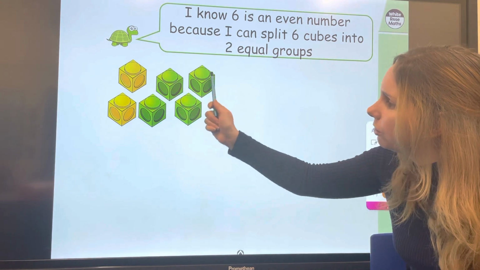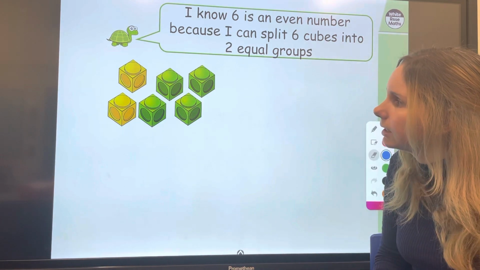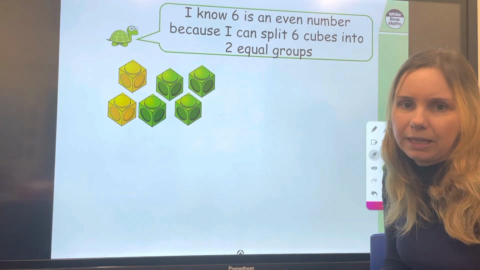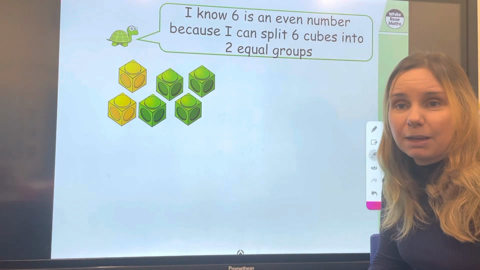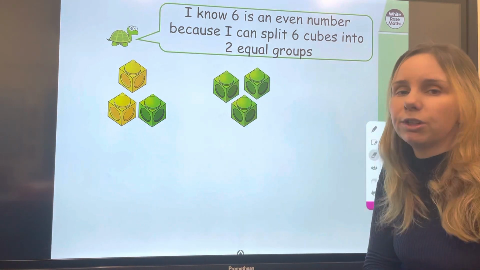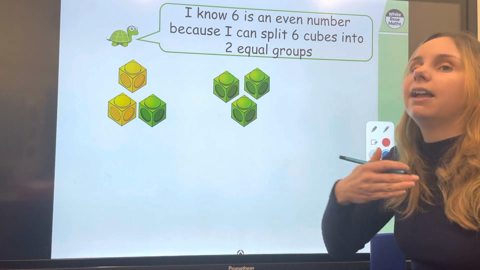So 1, 2, 3, 4, 5, 6. I know if I called Mr. Even, 2, 4, 6 would be there. If I was to use my 2 times table, 6 is in it. It can go into 2 equal groups of 3. We know it is even.